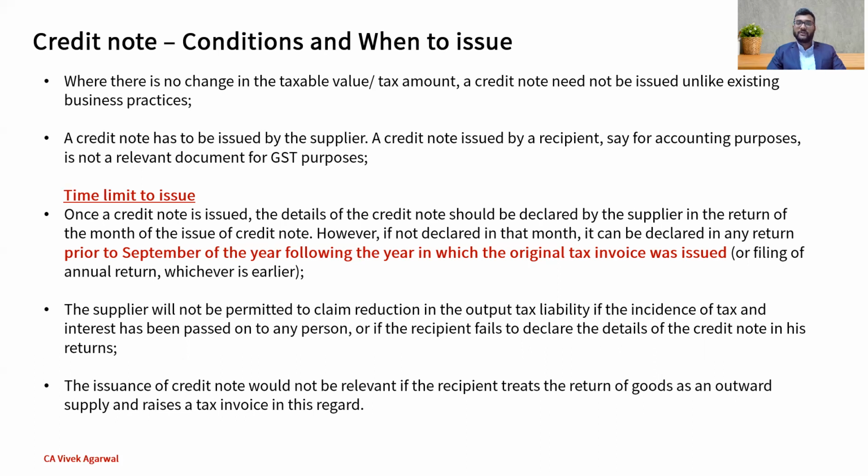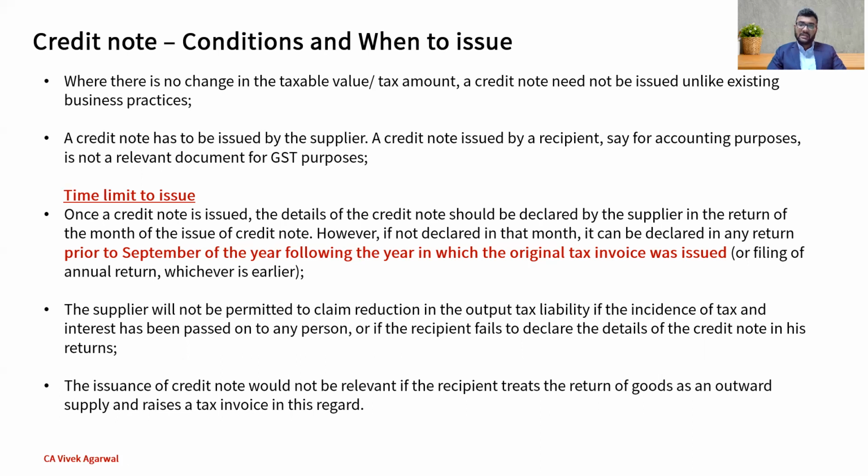So therefore, a very important and very pertinent point to note is that the credit note, whatever you are issuing before 180 days from the expiry of the financial year, has to be declared in the month of the issue of the credit note by the supplier in his returns. The supplier will not be permitted to claim the reduction in the output tax liability if the incidence of tax and interest has been passed on to any other person.